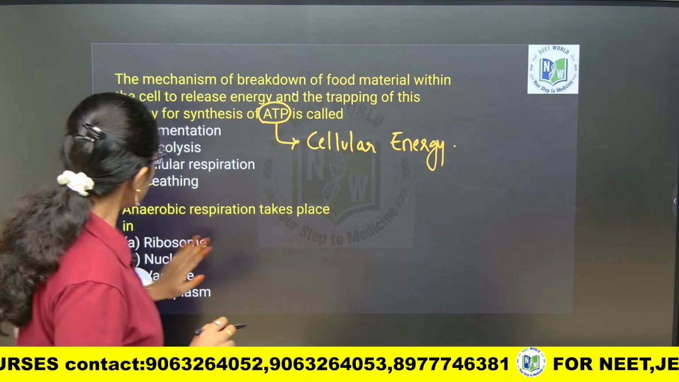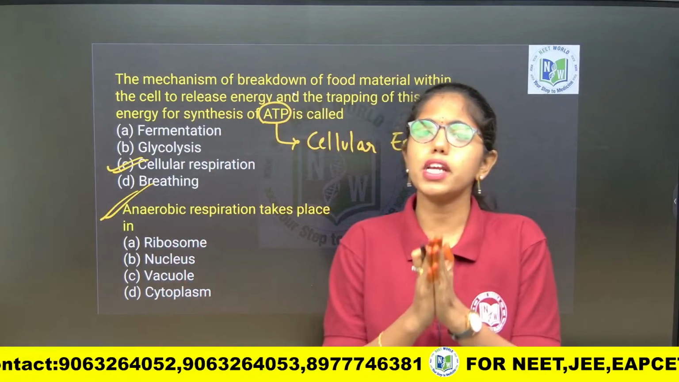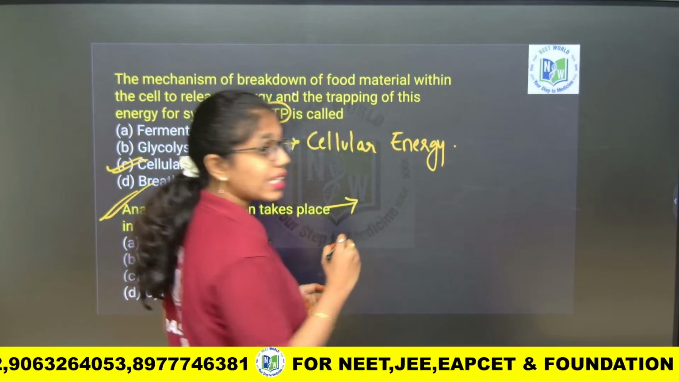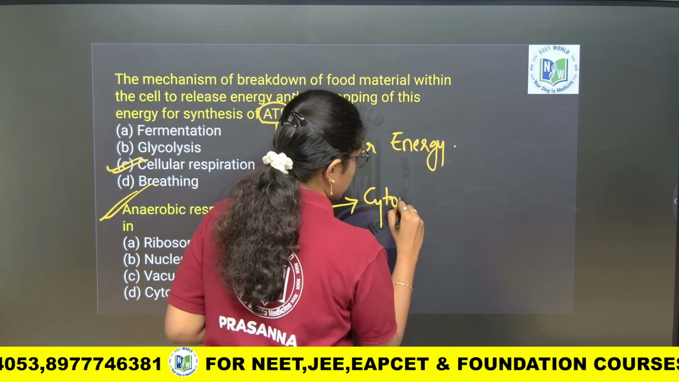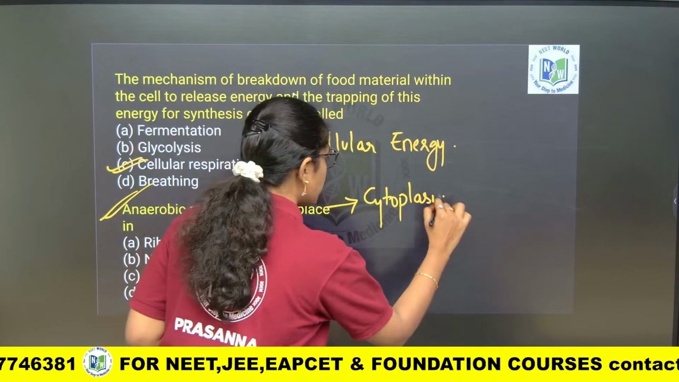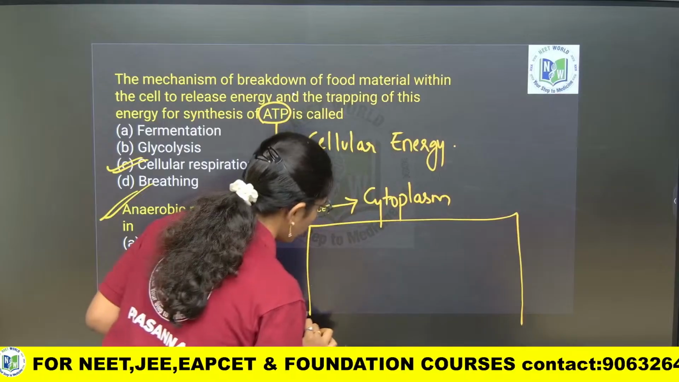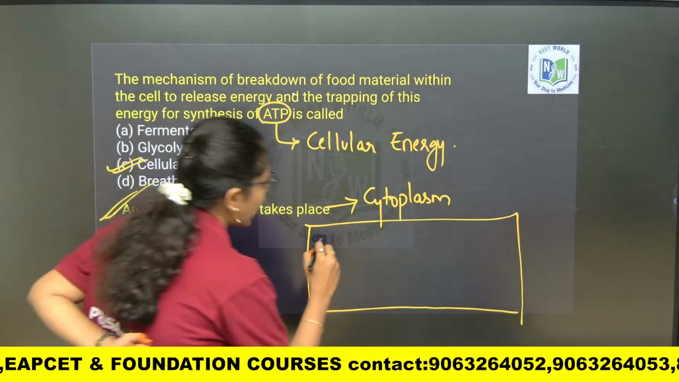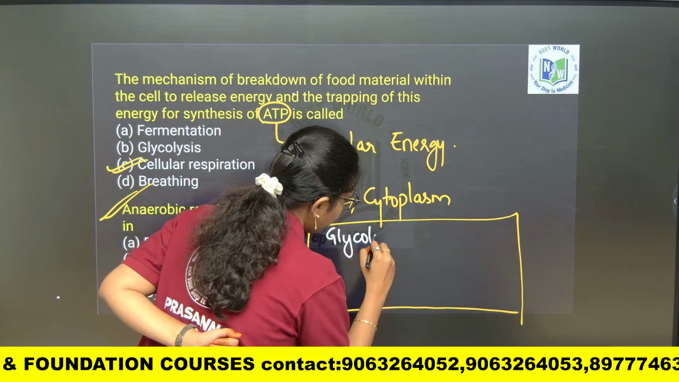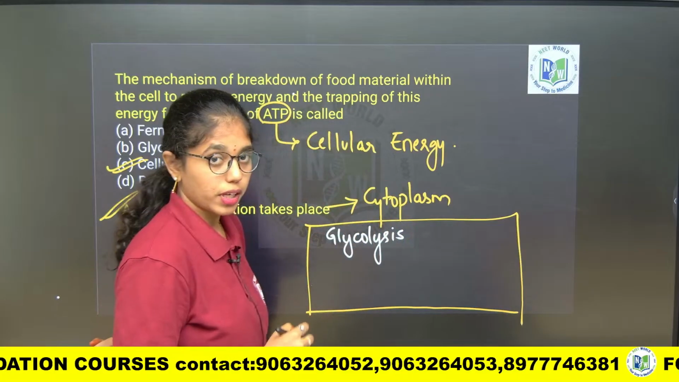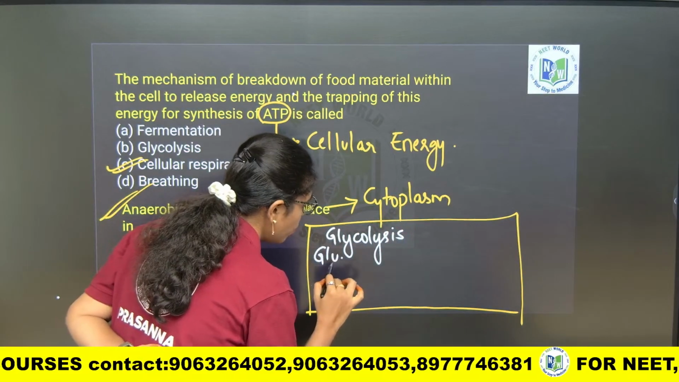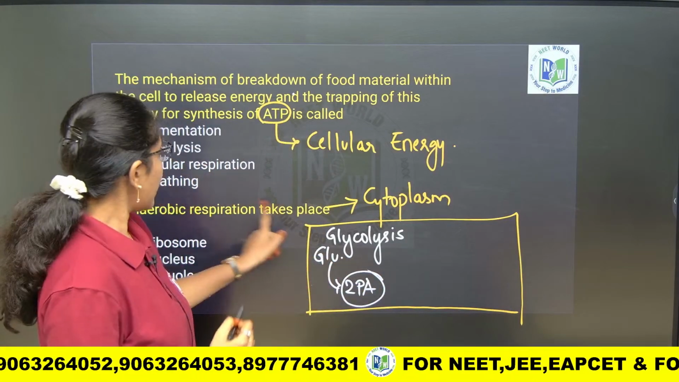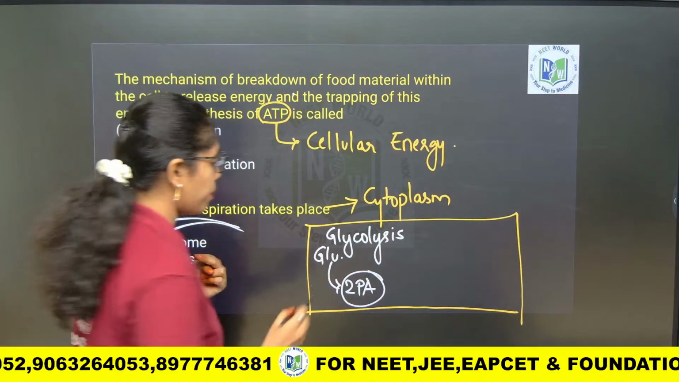So here if you see, the anaerobic respiration completely activates inside the cytoplasm of the cell itself. So where does anaerobic respiration take place? Cytoplasm. As we have discussed, the common pathway for both aerobic and anaerobic respiration is what? Glycolysis. Glycolysis is the common pathway for both aerobic and anaerobic respiration, where glucose is oxidized to 2 molecules of pyruvic acid.